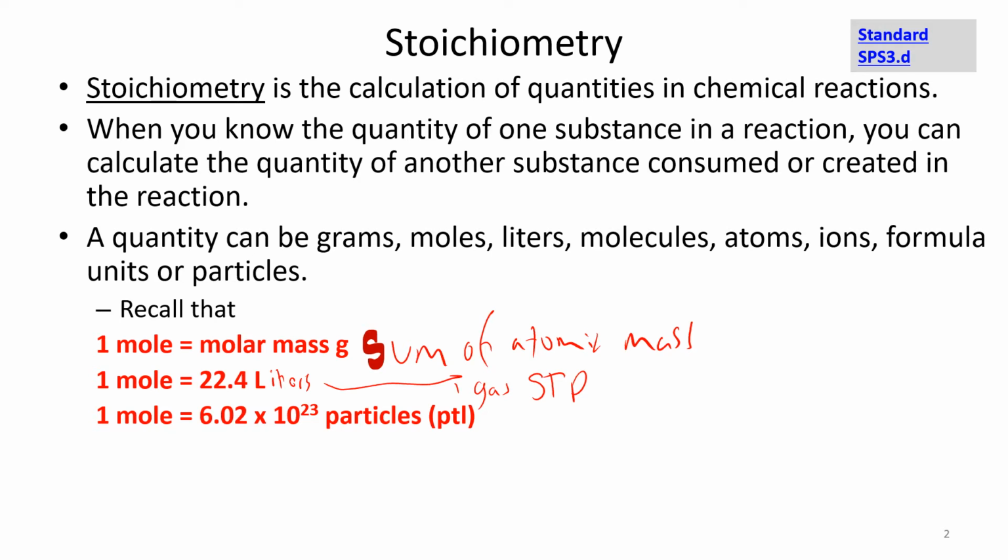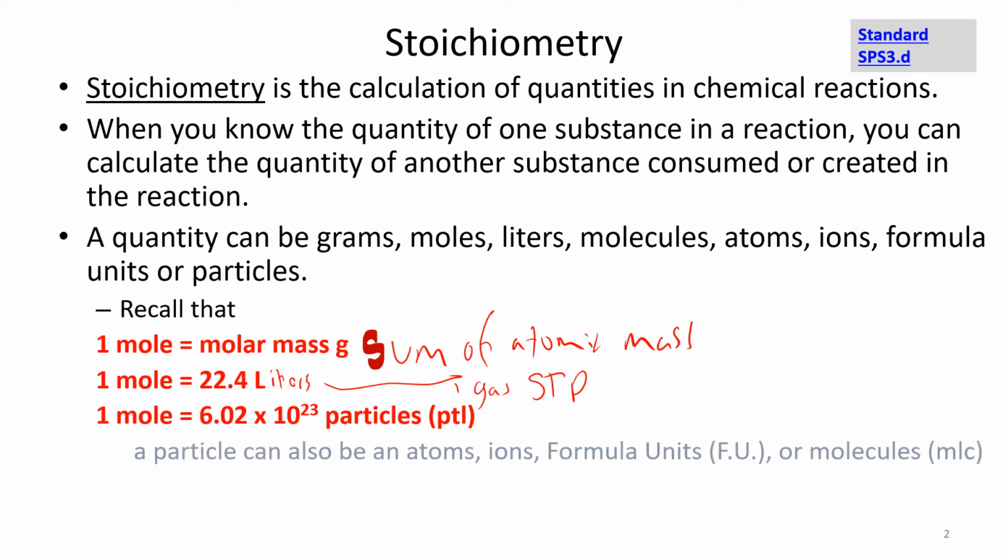And the third equation is Avogadro's number. It's showing the relationship between a mole and the number of particles. Remember, a particle can be an atom, it can be an ion, it can be a formula unit, or it could be a particle. So any of those are interchangeable. General rule of thumb is if it's not a volume, if it's not a mass, it's not a mole, it's a particle.